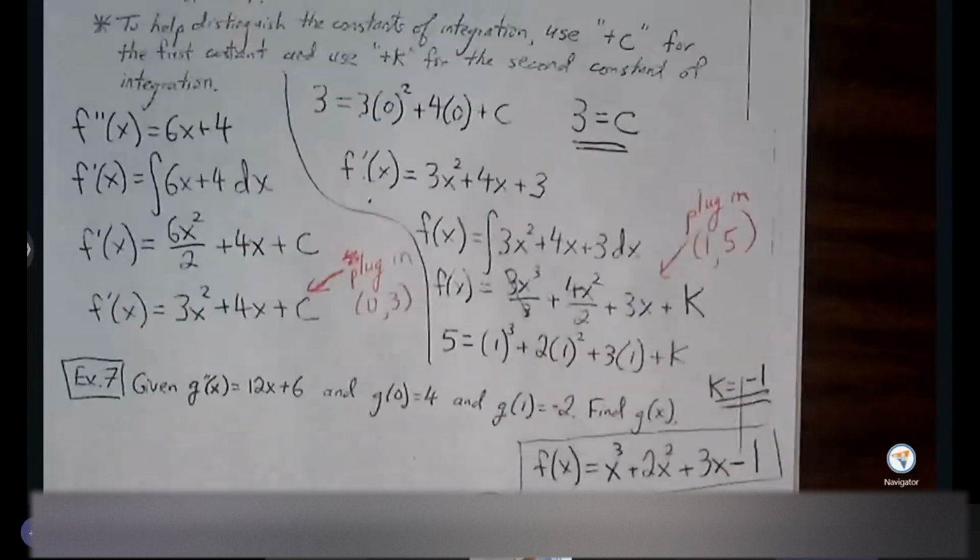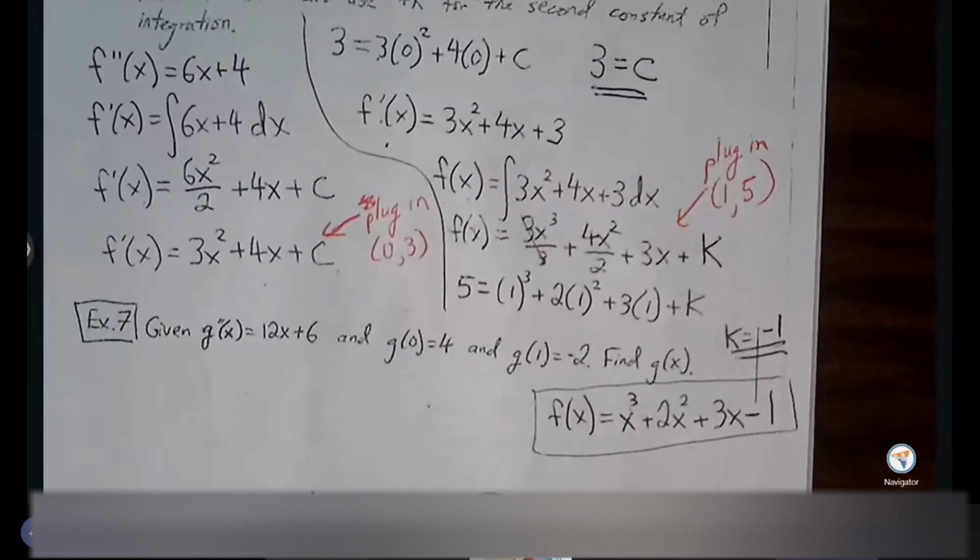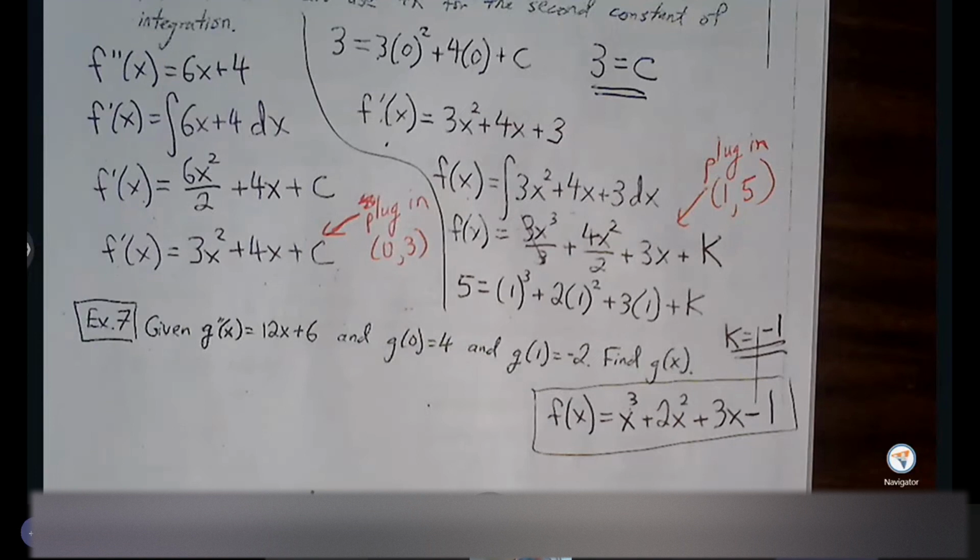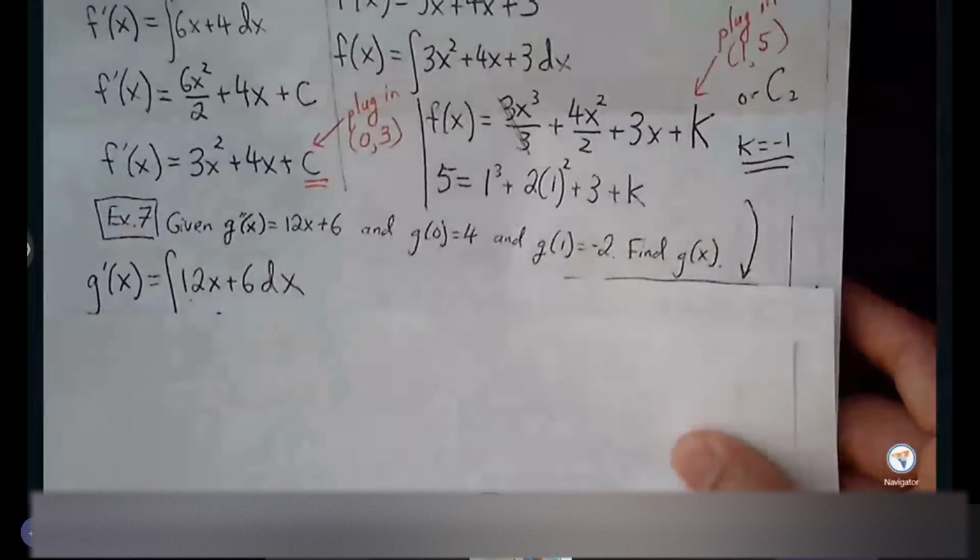All right, any questions with 6? All right, one last one, number 7. We have second derivative, 12x plus 6. We're going to make our way back up to the g of x level. So we start off here.